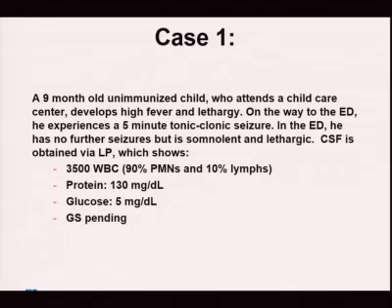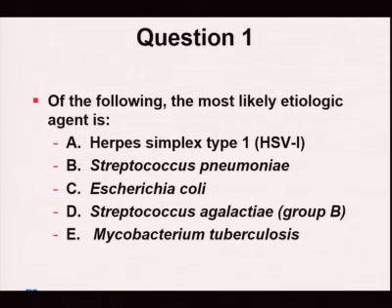All right, so the first case is a 9-month-old unimmunized child who attends a child care center, who develops high fever and lethargy. On the way to the ED, he experiences a 5-minute tonic-clonic seizure. In the ED, he has no further seizures, but is somnolent and lethargic. The LP shows 3,500 white cells, 90% of which are polys, a protein of 130, a glucose of 5, and the gram stain is pending.